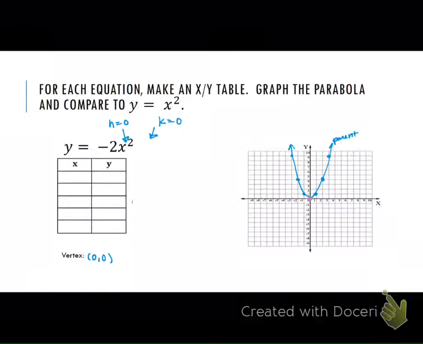This is going to be different this time, though. Typically, when we go out 1, we go up 1. What are we going to do this time when going out 1? Ian? Down how many? 2. So, out 1, up 1, 1 times negative 2 is negative 2. Negative means to go down. So we are going to go out 1, down 2. Typically, when we go out 2, we go up 4. What are we going to do this time? 4 times negative 2 is negative 8, so that means down 8.